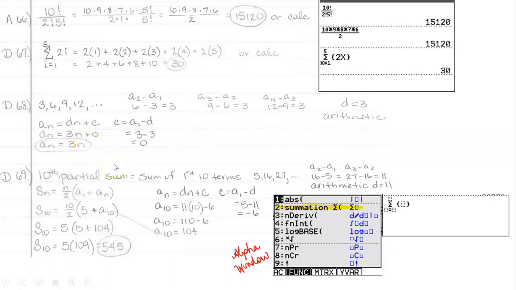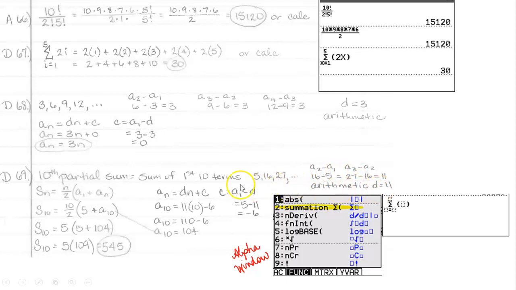Then for 69, they ask us for the 10th partial sum. Now, the 10th partial sum literally just means the sum of the first 10 terms, and then here is the sequence that they give us. All right, so again, I'm going to figure out if it's arithmetic or geometric. So I did 16 minus 5 is 11, 27 minus 16 is 11, 38 minus 27 is 11, if you keep going with that list on your sheet there. So this is arithmetic, and I have a constant difference of 11.